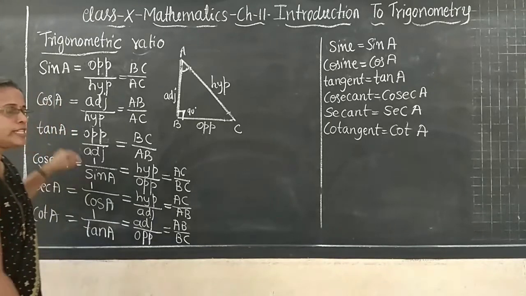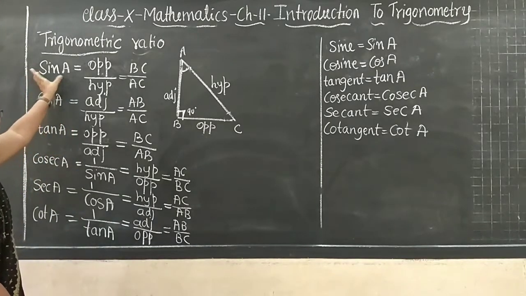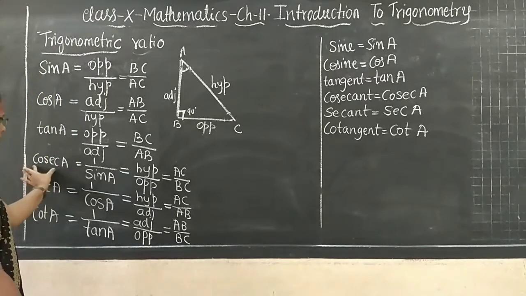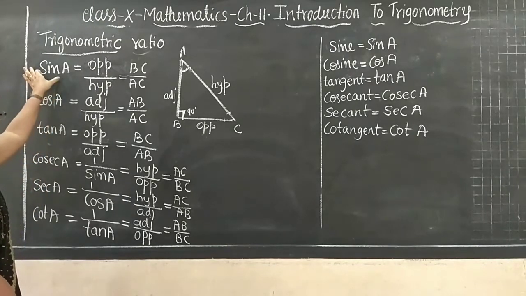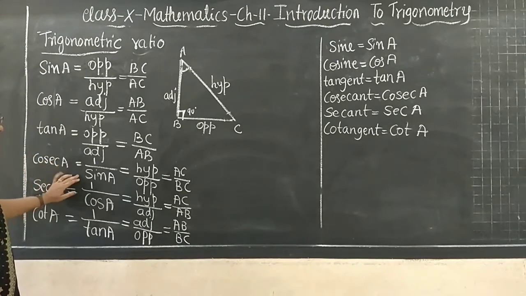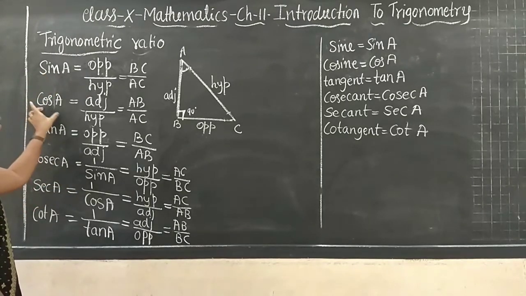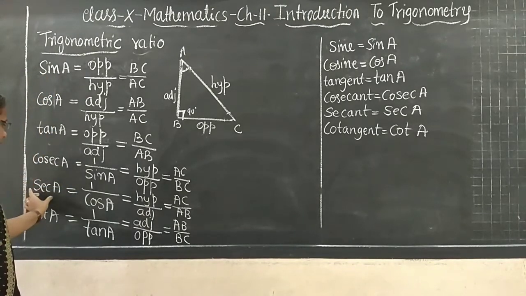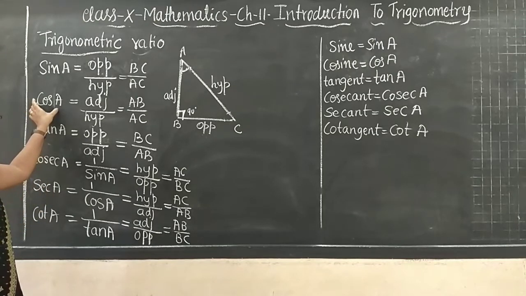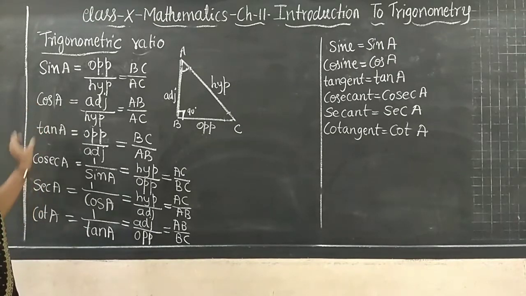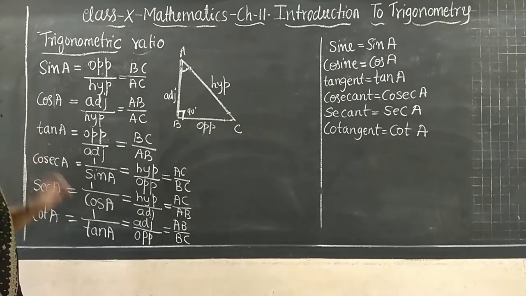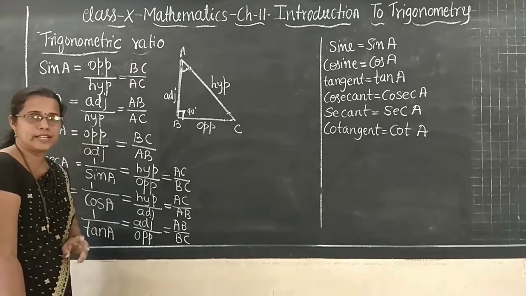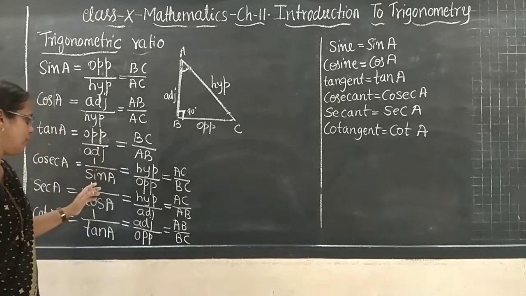Okay. So what is the reciprocal, children? Sin A reciprocal is cosecant. Cosecant reciprocal is sin, and vice versa. Cos reciprocal is secant. Secant reciprocal is cos. Then tan A reciprocal is cot. Cot A reciprocal is tan. Like this we have to understand. So these are also formulas for you.